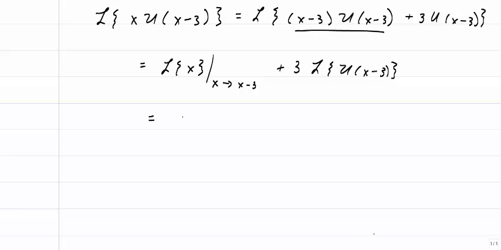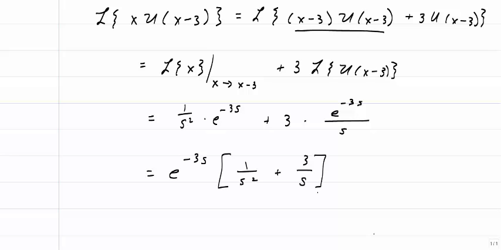So the first term is 1 over s squared times e to the negative 3s. The 1 over s squared is because the Laplace transform of x is 1 over s squared. And the e to the negative 3s is because of the shift in x from x to x minus 3. Plus 3 times the Laplace transform of u of x minus 3. And for that, I'm just going to use my table. And if I wanted to, I could simply write this as such. And those are some examples of how to find Laplace transforms when we have a shift in the time or x domain.